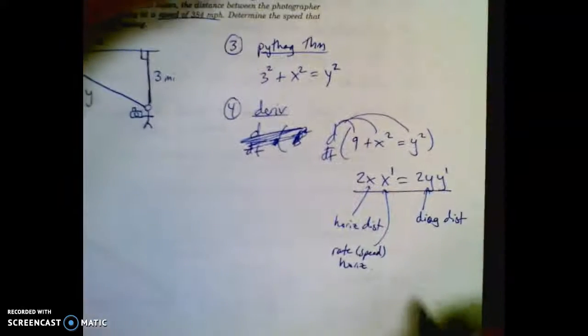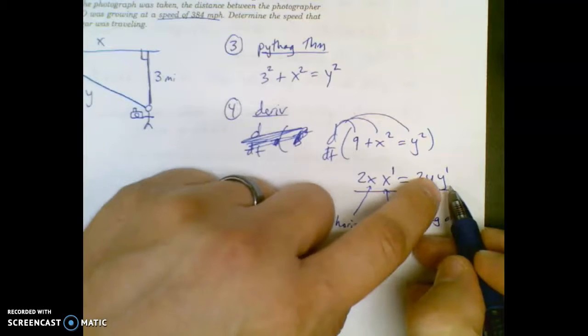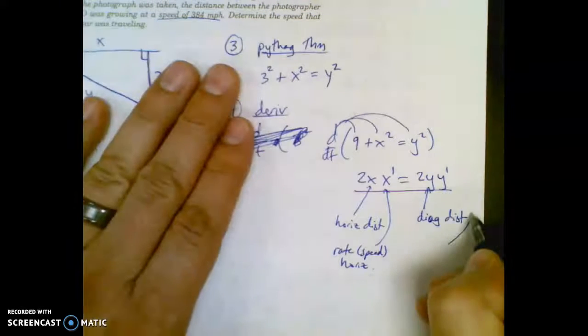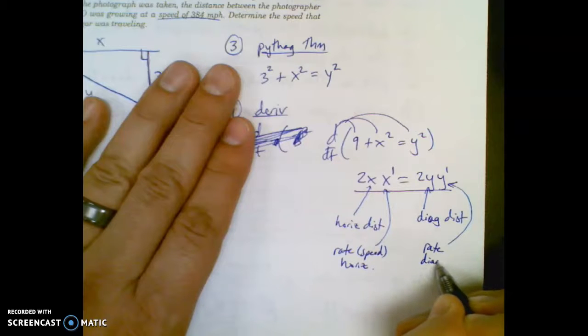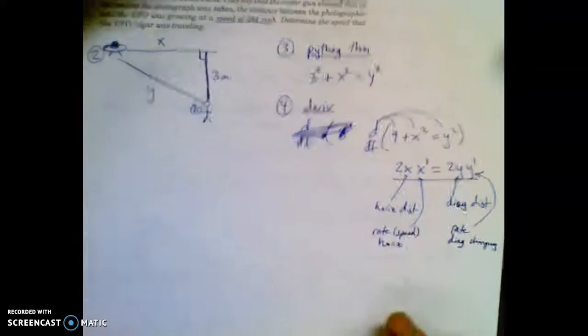What does y prime mean? Y prime is the rate of change of the diagonal distance. So that is the rate the diagonal is changing. That's important to know when we go to plug stuff in.